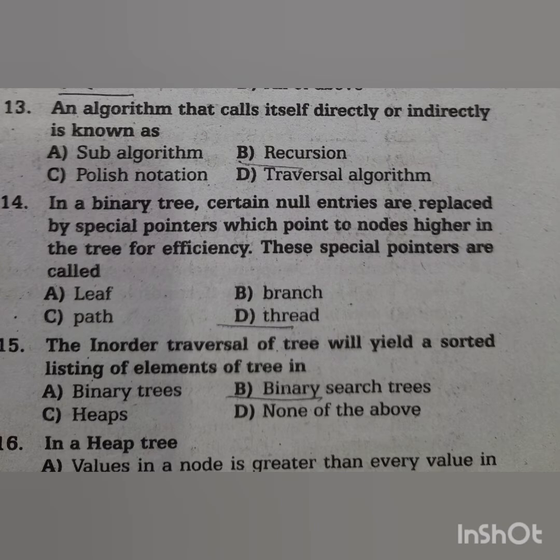In a binary tree, certain null entries are replaced by special pointers which point to nodes higher in the tree for efficiency. These special pointers are called threads. In-order traversal of a tree will yield a sorted listing of elements of the tree in a binary search tree.